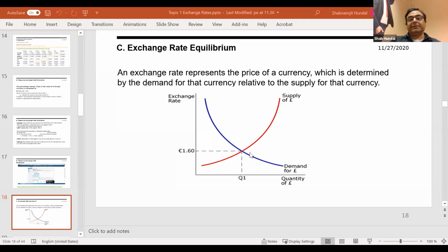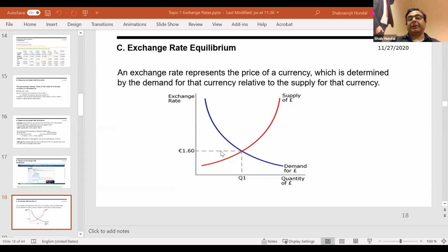And once they meet here, what is the point called? What was the word I used on that whiteboard? Anybody is aware of it? Do you remember? What word did I use when the demand curve and supply curve meet? Equilibrium. Equilibrium. Very good. It's equilibrium. And here is the equilibrium.